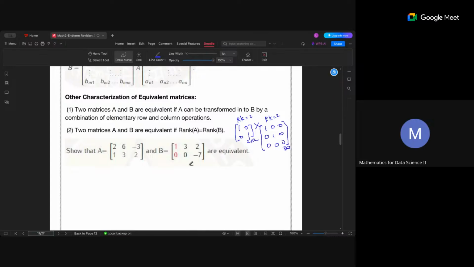Okay, so here, if similar matrices are given, ma'am, if two 2 cross 2 matrices are given, then? If the same sizes are given, then you can apply this condition that they are equivalent if rank of A equals rank of B. So you can clearly see that the two matrices are equivalent because both of them have the same size and same rank.